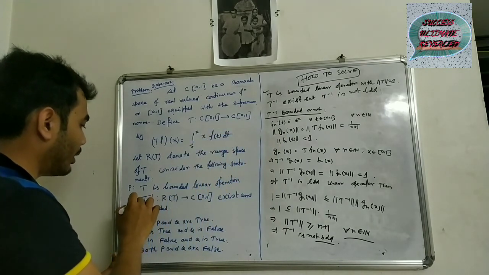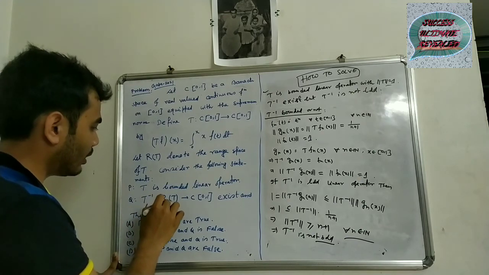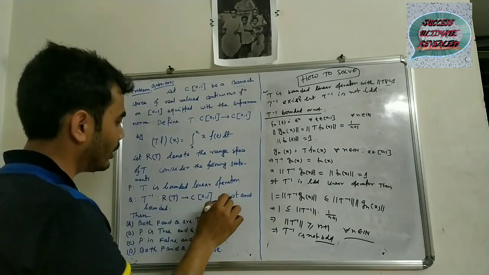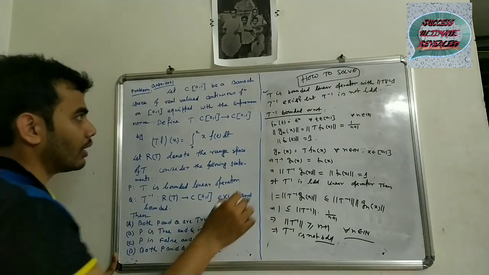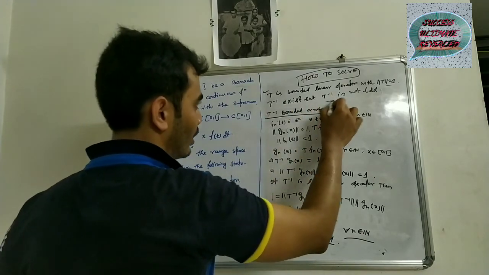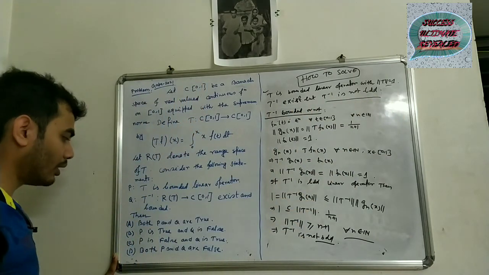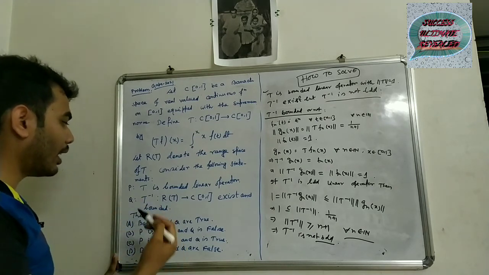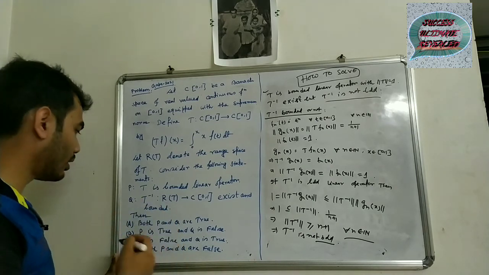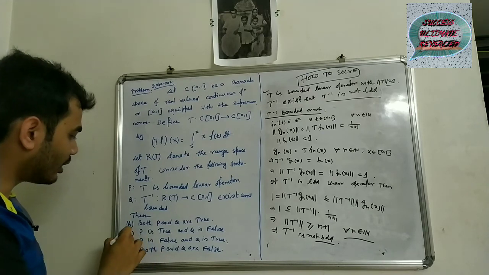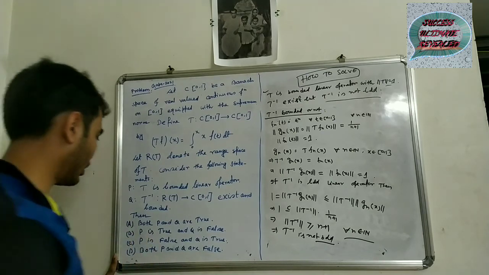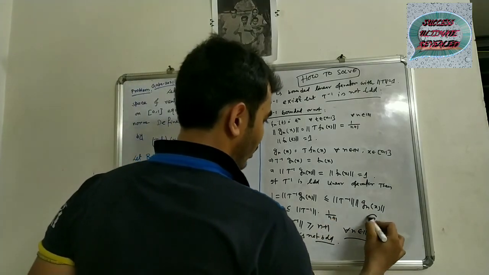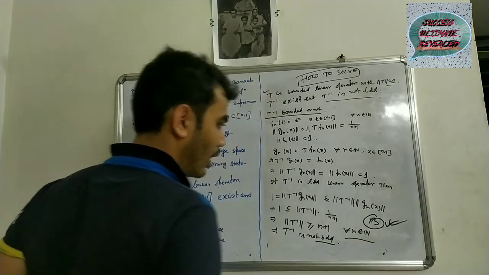And Q, the statement Q says that T inverse, from R(T) to C[0, 1], exists and is bounded. And here we find that T inverse exists, but T inverse is not bounded. So the statement Q is false. So the statement P is true and the statement Q is false. So the second option is correct. So B is correct. So our answer is B.